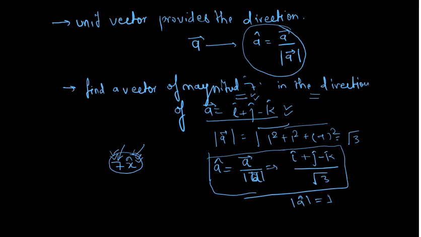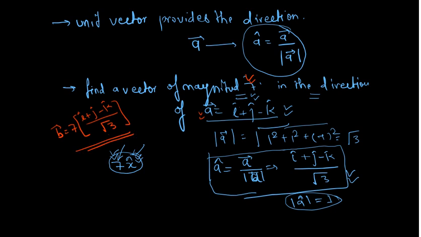Now if we want to calculate the vector whose magnitude is 7 and is in the direction of a vector, then our answer should be, let's suppose this is the b vector, with magnitude 7 and whatever direction a vector has: 7 times i plus j minus k divided by square root of 3. This is the actual vector required. If you calculate its magnitude, you will get 7, and the direction is i plus j minus k divided by square root of 3. Sometimes this type of question is asked, so we have to be careful about the unit vector and how to calculate the direction.